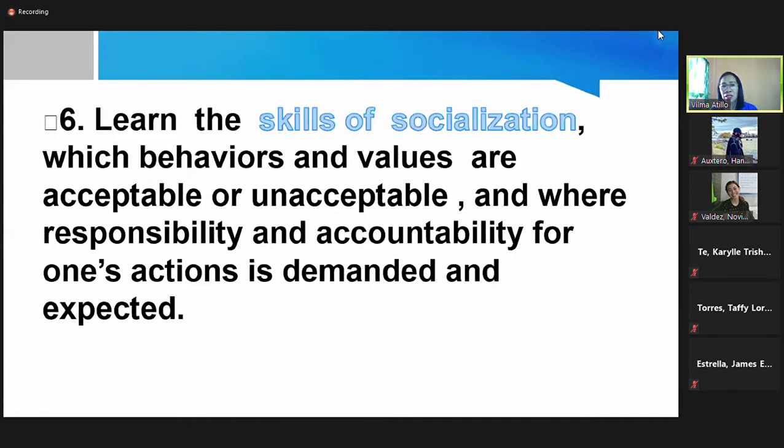Okay, next. You read for us, Mr. Estrella. Number 6. Learn the skills of socialization, which behaviors and values are acceptable or unacceptable, and where responsibility and accountability for one's action is demanded and expected. Okay, learn the skills of socialization because we have to handle different types of individual in the hospital, no?